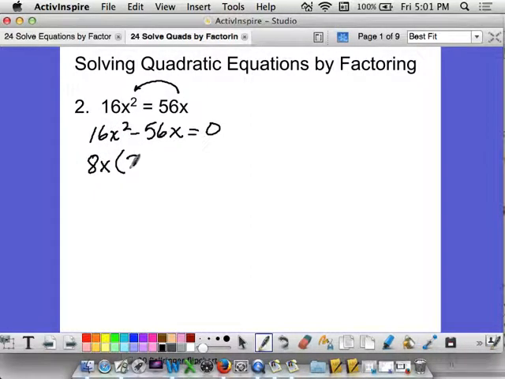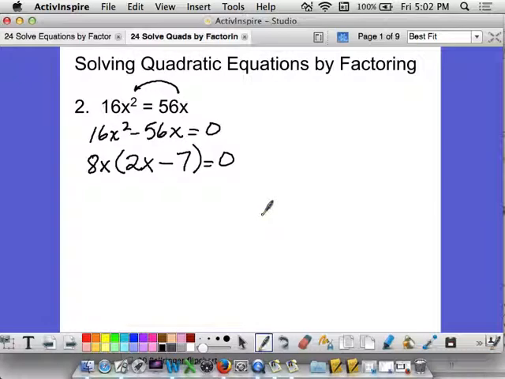8 will go into 16 two times. I have two x's, one out, one in, minus 8 will go into 56 7 times, and I took out that x, close it off, set it equal to 0. You need to write equals to 0. And I would work vertically. Do not work out to the side. Work down. You're going to need those steps.